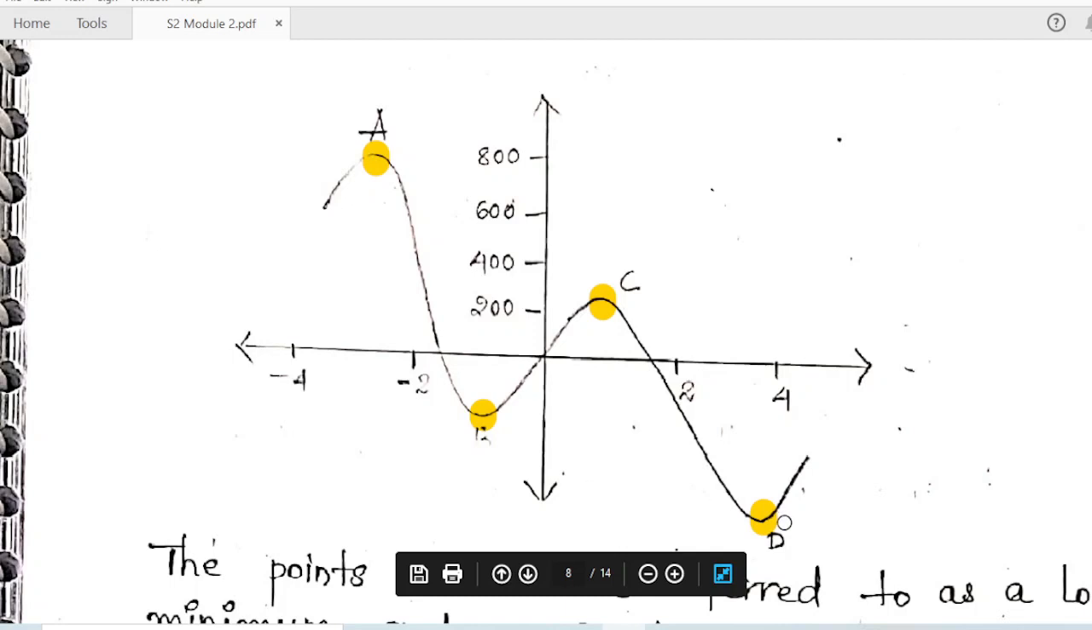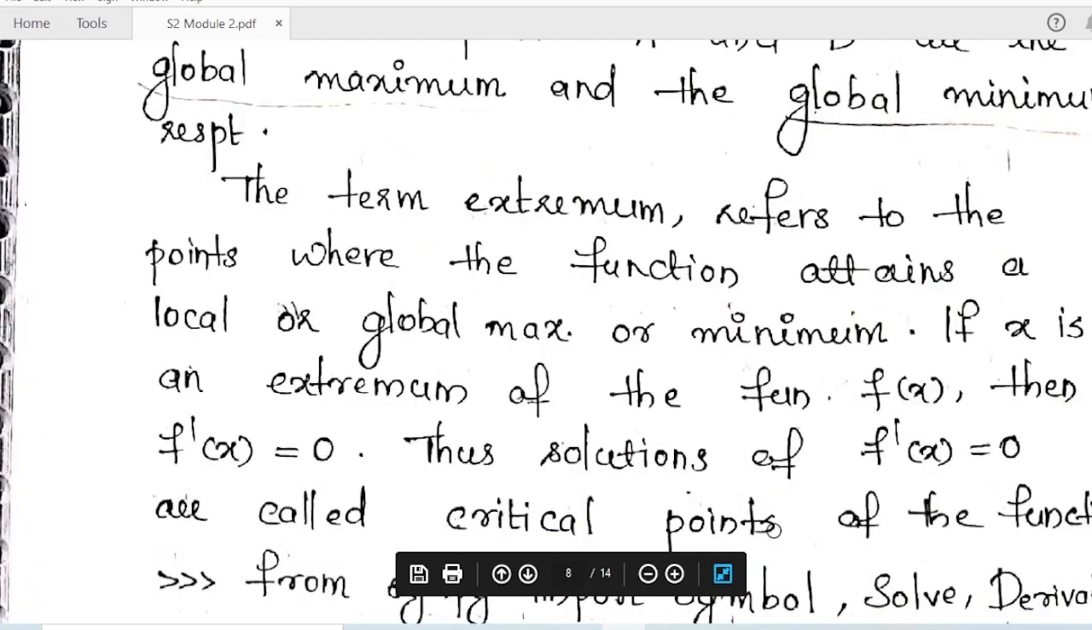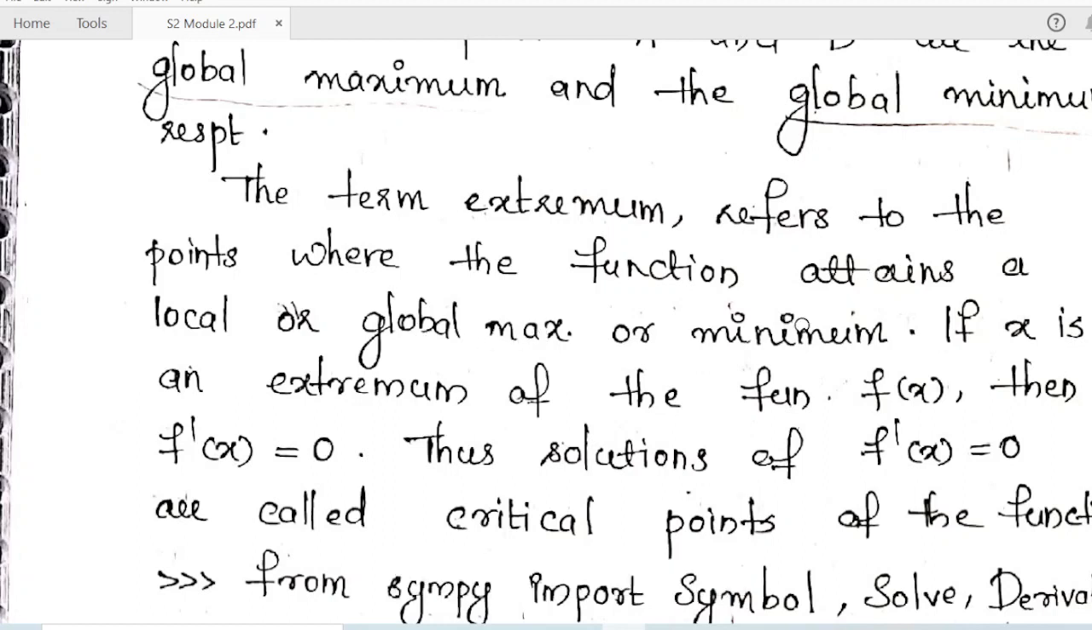At the point D, the function has a minimum point. So A and D are called global extrema: A is the global maximum, and D is the global minimum. The term extremum refers to the point where the function attains a local or global maximum or minimum.